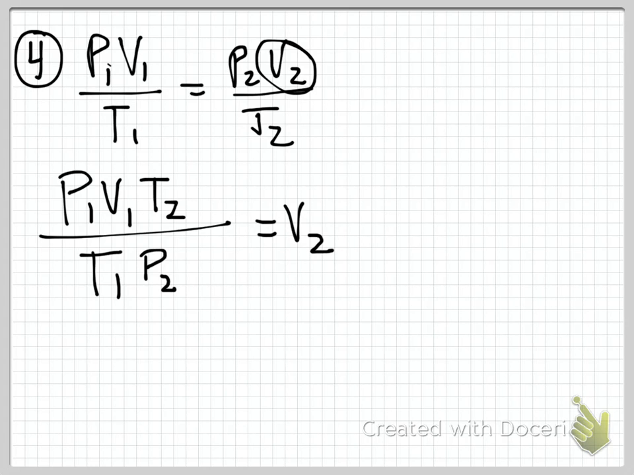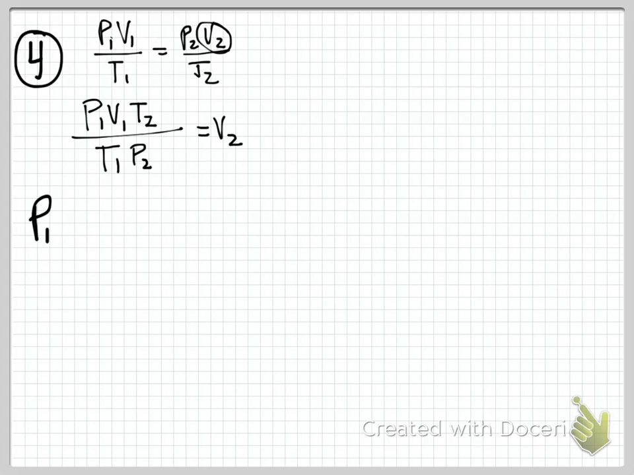And I get tired of saying PVT because they all rhyme and it drives me crazy. So again, I strongly recommend, actually I demand, that you list your variables. Let's cut to the chase. I don't recommend, I demand. P1 is 772 torr. That's pretty much normal atmospheric.